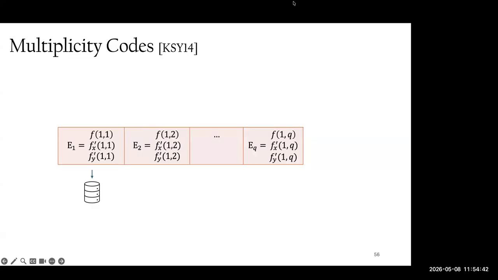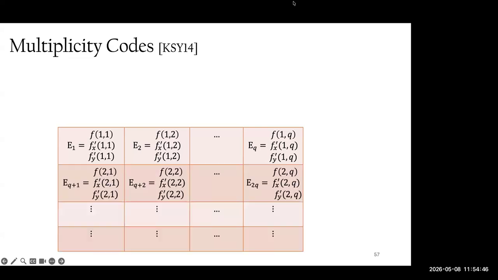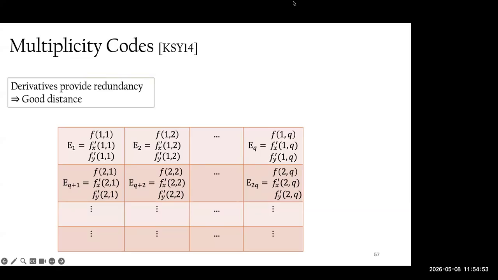And you can keep going: you have (1, 2) all the way to (1, q), and you can complete the matrix. You have all points from (1, 1) to (q, q). The two key properties of multiplicity codes which I want to highlight are, first, that they have good minimum distance.